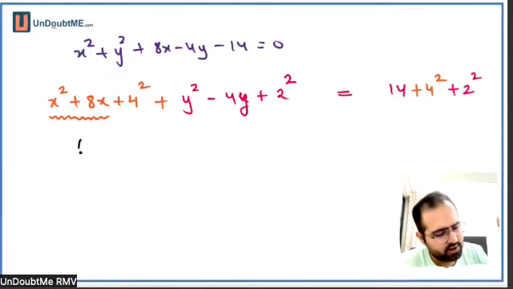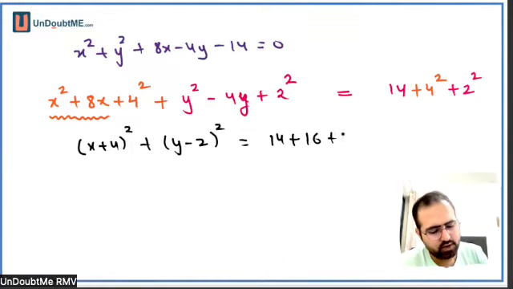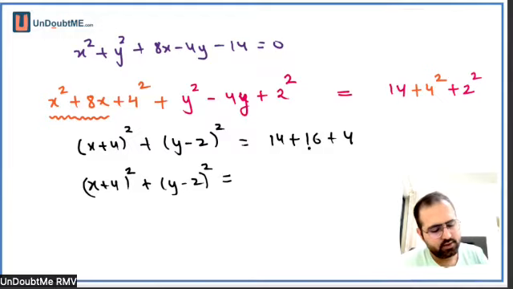So when I compress it, it will be x plus 4 whole square, then y minus 2 whole square is equal to 14 plus 16 plus 4. That is 34. So x plus 4 whole square plus y minus 2 whole square is equal to 34.